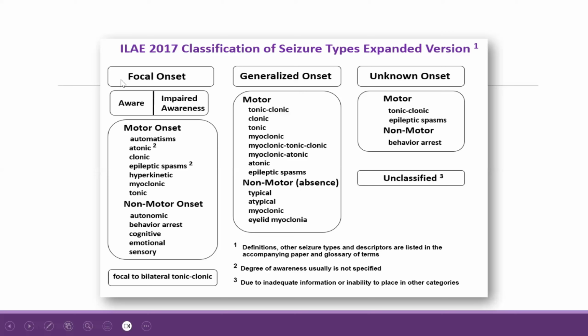What about tonic? So what's the meaning of tonic? Tonic is sustained agonist and antagonist muscle contraction, resulting in sustaining the tonic posture. This can be either focal or generalized. In the generalized onset, we have motor and non-motor. In the non-motor generalized onset, we call it the absence, which is like pacing out of the surroundings. So the patient will have loss of awareness of the surroundings.